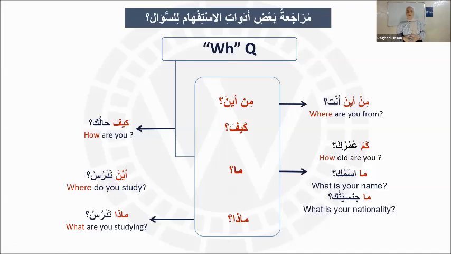كم؟ As you see here, كم, which is what we learned today. To ask using كم, which means how. For example, كم عمرك؟ How old are you? ما؟ Like what? Like ما اسمك, what's your name? And ما جنسيتك, what's your nationality?